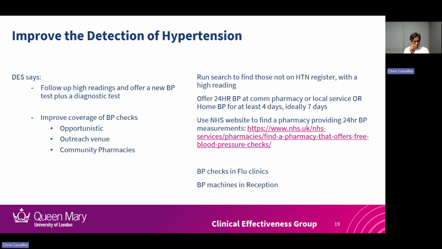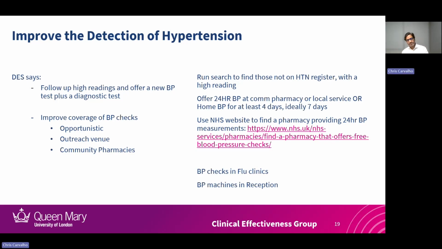Detection of hypertension. This is an indicator which should be familiar to you from IIF, from the very inception. The ask of the DES is to follow up high readings in people who don't have hypertension to offer a new blood pressure test, plus or minus a diagnostic test. To either repeat their blood pressure, and if it's still high, then do a diagnostic test. The other ask of the DES is to improve the coverage of blood pressure checks. So that's the opportunistic ones, or thinking about working in your areas around outreach or working with community pharmacies.